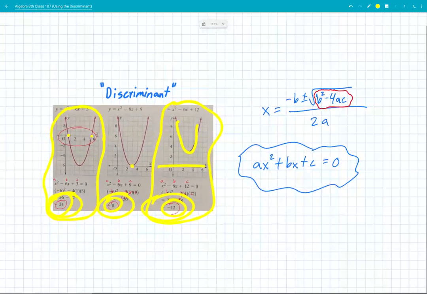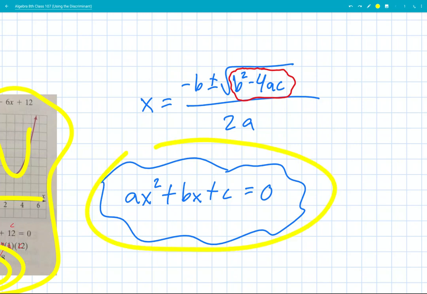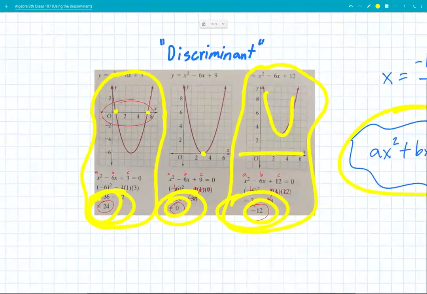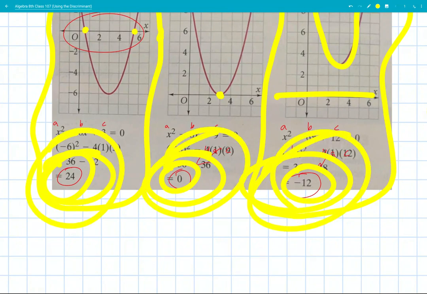Just to review really fast, we know that from the quadratic equation, the discriminant is the part inside the square root, right? b squared minus 4ac is the discriminant. We can only find the discriminant after we have our equation in this form, okay? After we have it in ax squared plus bx plus c equals 0, then we can find the discriminant. After we find the discriminant, we need to think about, okay, is it positive, is it 0, or is it negative? If it's positive, we have 2 solutions. If it's 0, we have 1 solution. And if it's negative, then we have no solutions.